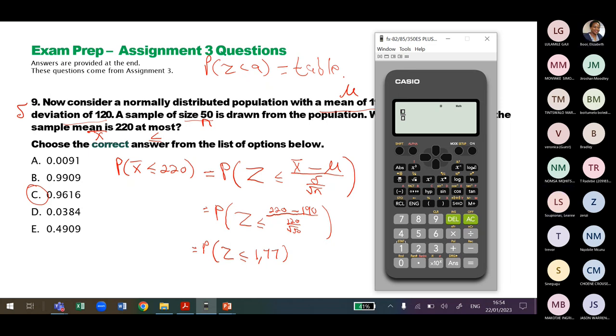Go to mode, mode and one. Okay, so press 220 minus 190. Yes. Then use the down arrow, and when you get to the block at the bottom, press the fraction button again and it will create another fraction. Then we press 120 and the down arrow. Then press the square root function, which is next to the fraction button, and press 50. Once you are done, press the equal sign.